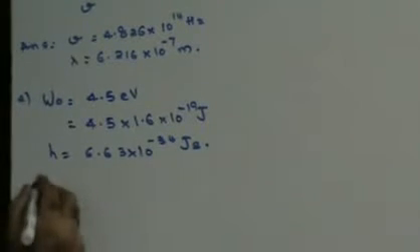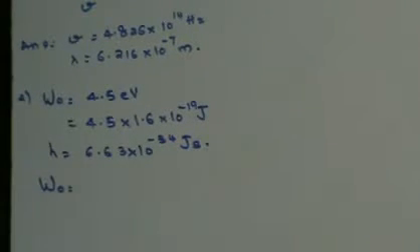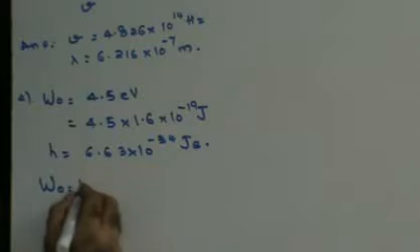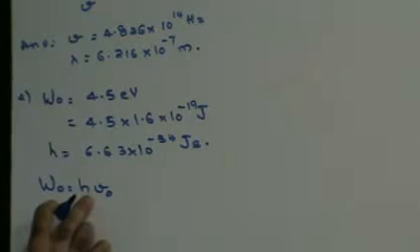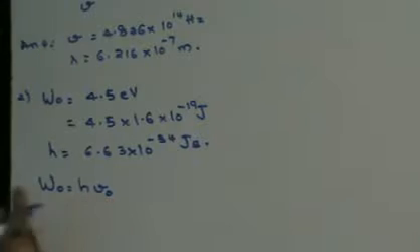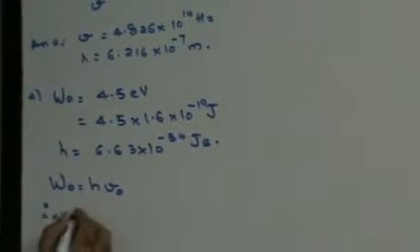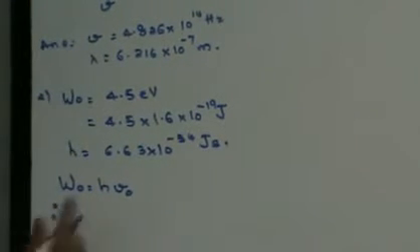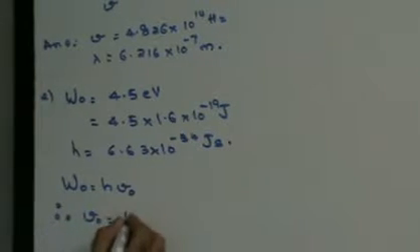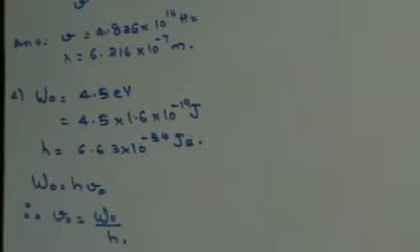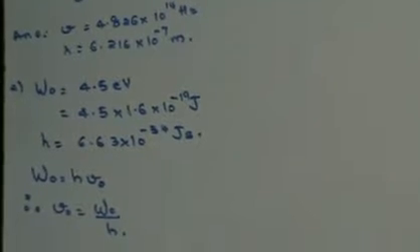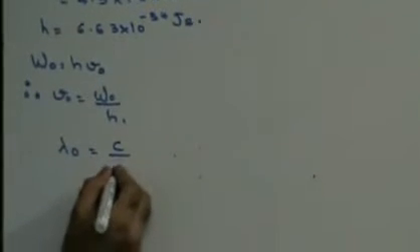Okay. Once you have this, then I can say that work function is nothing but H into V0. Work function is Planck's constant into threshold frequency. So you should be able to find out the threshold frequency now. I can say that threshold frequency is work function upon H. Next, they also ask you to find out wavelength. Threshold wavelength is velocity of light in air upon threshold frequency.